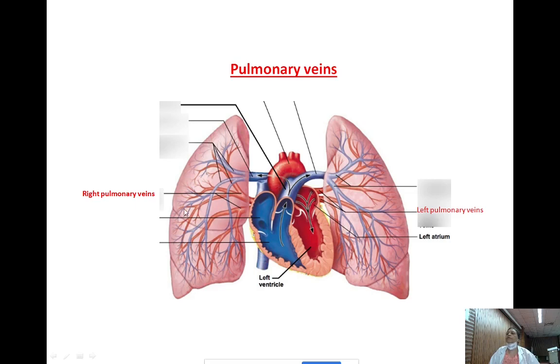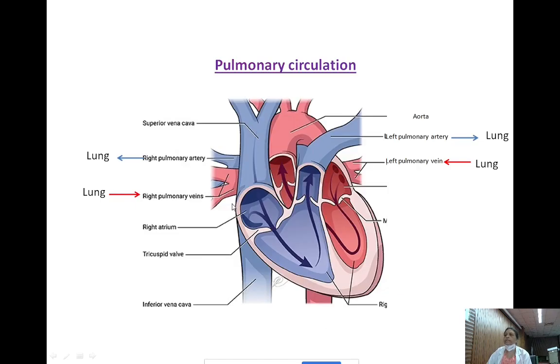Ultimately the veins will be formed, with the same names, and these pulmonary veins ultimately drain into the left atrium, go to the left ventricle, and then again the systemic circulation will start. Okay, so that is the pulmonary circulation.